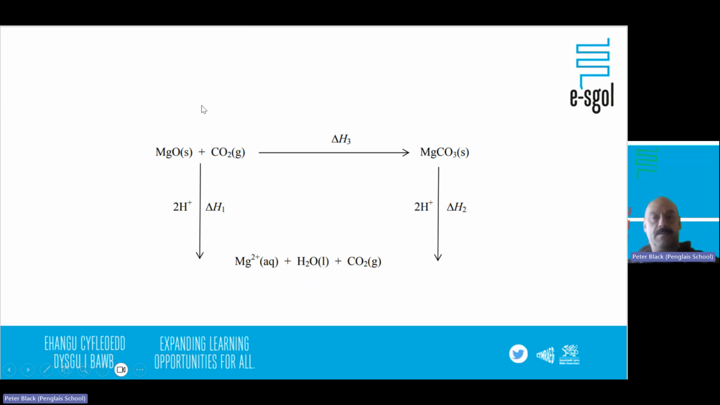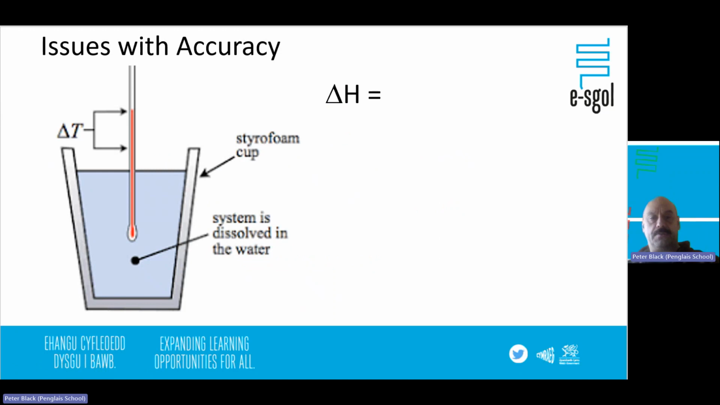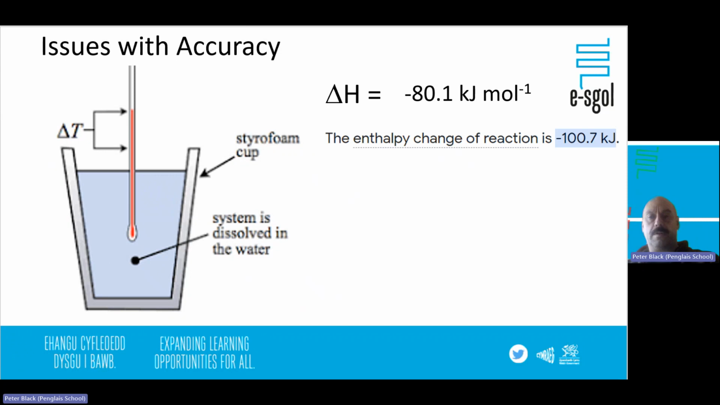What I'm going to talk about now is the issues of this experiment. We're going to look at the accuracy, which is really talking about how close your value is to the actual value. We've got our enthalpy change as minus 80.1 kilojoules per mole, and if we look at the actual value, it's minus 100.7 kilojoules per mole. So again, I'm going to pause here and ask you to think about what the issues might be. Why is our value lower? What could be happening?